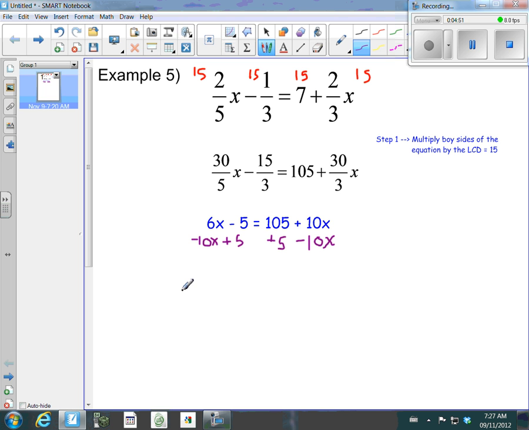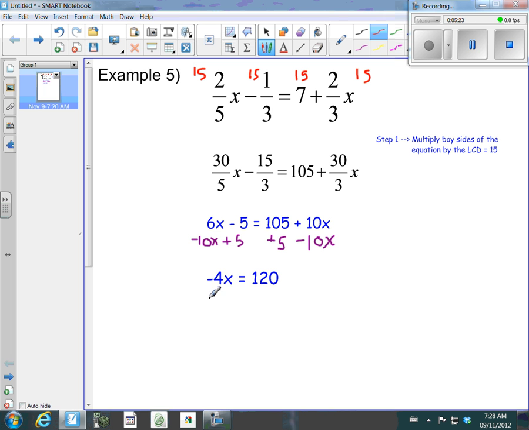6x take away 10x. What is that? What did you say? 6x take away 10x is negative 4x. The 5 and the negative 5 cancel, equals 105 plus 5 is 120, minus 10x cancels. That's what we have thus far. Negative 4x equals 120. Now, to get x by itself, last step, what is it?